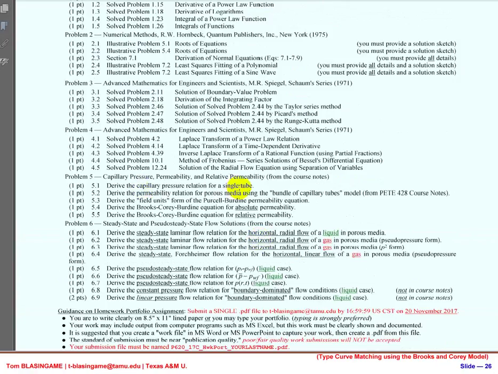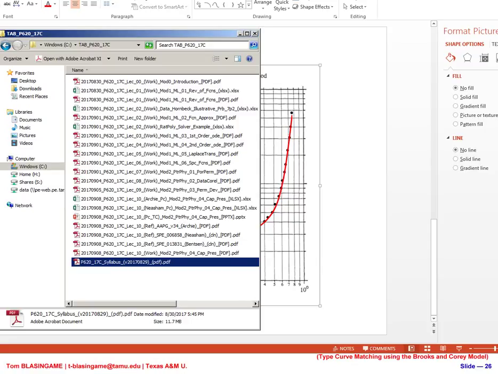Derive capillary pressure for a single tube. We did that. Derive the permeability relation for a bundle of tubes. Yep, that's in the notes. Derive the field unit form. Yep, we did that. Derive the Brooks-Corey permeability relationship for absolute permeability. Yep, that was there. And then tomorrow we'll derive the relationship for relative permeability. I don't see the type curve thing in here, so you can breathe easy. Of course, maybe it'd make a good exam problem. I don't know. Maybe you guys would kill me.